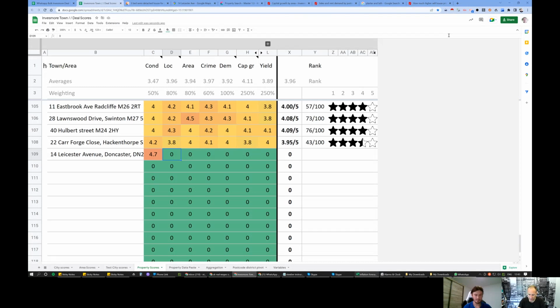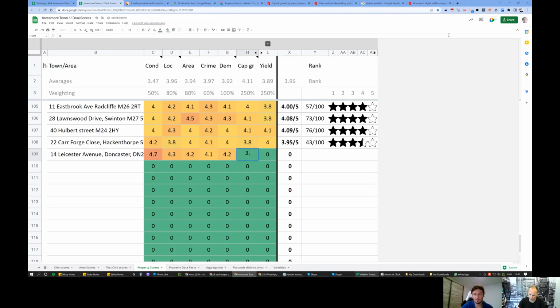Location, Martin? It's really central. It's 4.3. Really nice location in Doncaster. Area? Good area. Yeah. What's it going to be? 4.2, 4.3. It's gonna score well this. Crime is really good. 4.9. Yeah, but the issue with this will be the capital growth and yield. Yeah. Demographics, excellent. 4.2, actually, because they are very good around there.